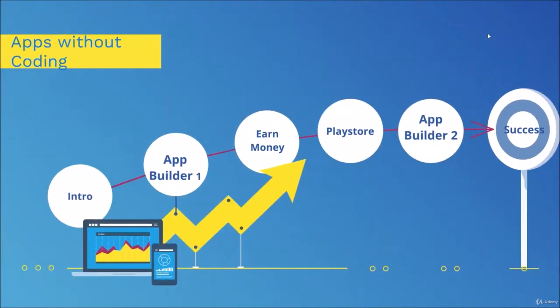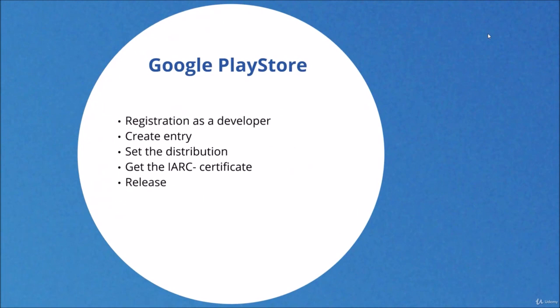After that there is the Google Play Store part, in which I will tell you how you can register as a developer and create an entry in the Google Play Store. Then I will help you set the description and get the IARC certificate, which you need for publishing your apps in the Google Play Store. And finally we will do a release, so our app will be open to the public in the Google Play Store.